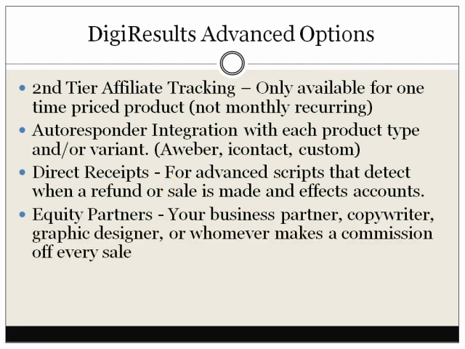The next option is called equity partners. Basically, this is every time a sale is made, whoever is your equity partner, it could be your business partner who might be earning 50%, or your copywriter who you might have agreed upon that they're going to earn 10% of every single sale, or your graphic designer, or whomever is going to make a commission off every sale. This is different than an affiliate.